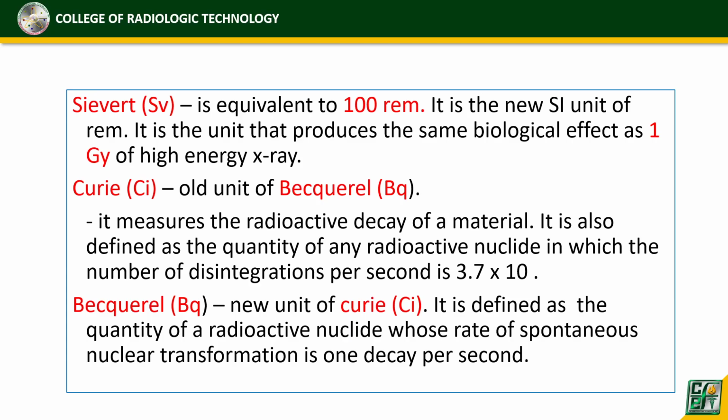Okay. So ito na nga. 1 sievert is equivalent to 100 rem. Okay? It is a unit that produces the same biological effect as 1 gray.